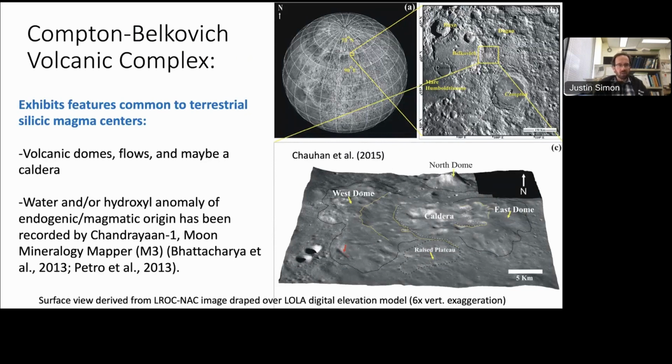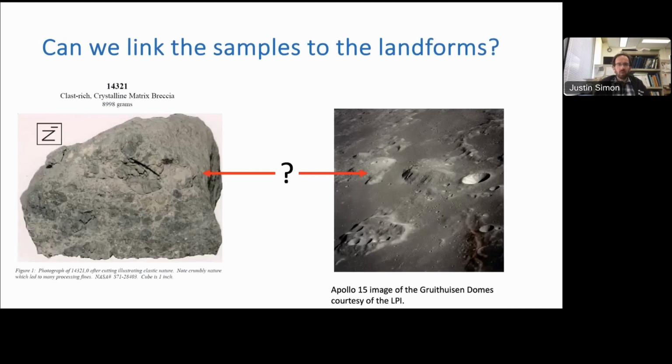And then again, here's a close-up of one of those centers. This is the Compton-Belkovich volcanic complex. And the point here is not to go into the details, but just to say that this feature does exhibit features that are common to terrestrial silicic magma systems. It looks like there are landforms that could be domes or flows, and maybe even a caldera. Likewise, there is evidence for water, or at least hydroxyl, that has been recorded in the same location. So this talk is really about samples, and I'm trying to understand whether and how we can link the detailed records that we have in the samples to these types of landforms.